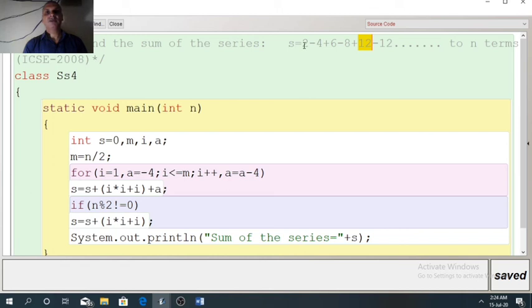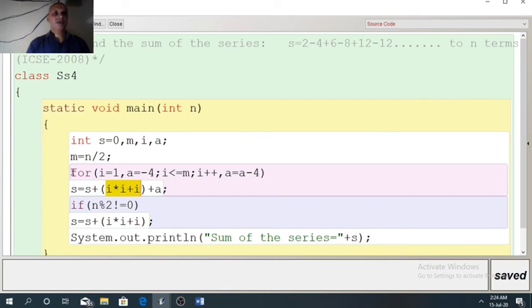So when I is 1, 1 square plus 1, we will get 2. I square plus I is the logic. When I is 2, 2 square plus 2 we will get 6. When I is 3, 3 square plus 3 we will get 12. So first series is clear. I square plus I is the logic.